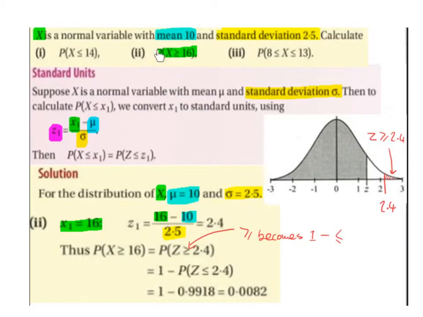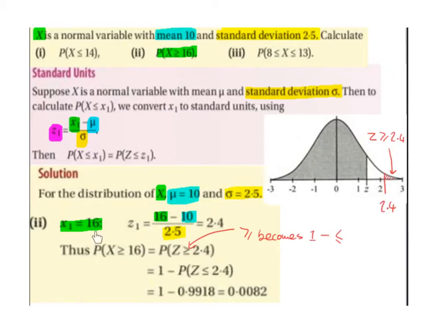Part 2, the probability that x is greater or equal to 16. Again, we're going to use our standard units formula. For the distribution of x, the mean is 10 and the standard deviation is 2.5. So if x1 is equal to 16, we get z1 equals 16 minus the mean, which is 10, divided by the standard deviation, which is 2.5, which gives us 2.4.